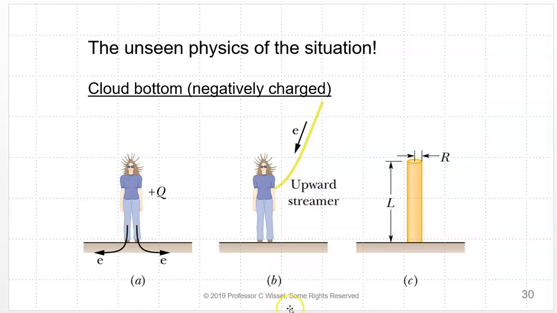Now, this is what's really going on here. This is the unseen physics of the system. Here's the cloud bottom that's negatively charged. Here she's standing on the ground. The negatively charged cloud bottom is driving electrons out of her deeper into the ground. So she's becoming positively charged. And then the air starts to ionize and break down, because any non-conductor under the wrong conditions, and this is definitely the wrong conditions, can become a conductor. So the air is becoming a conductor. And what they call a plasma streamer, or upward streamer, starts to flow.